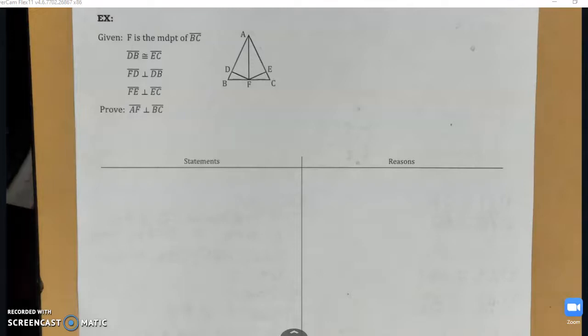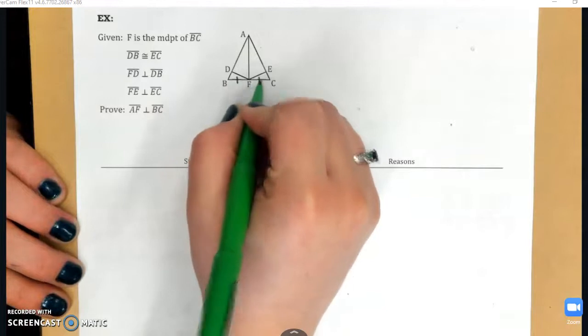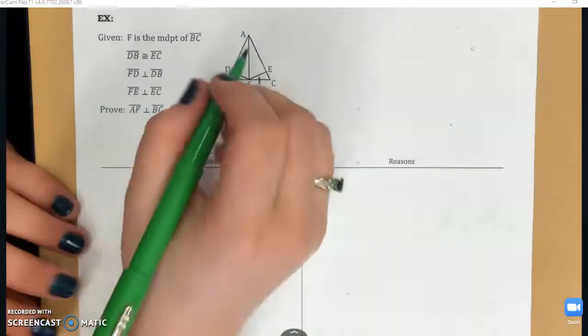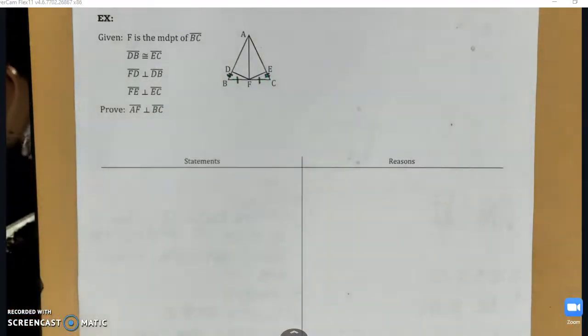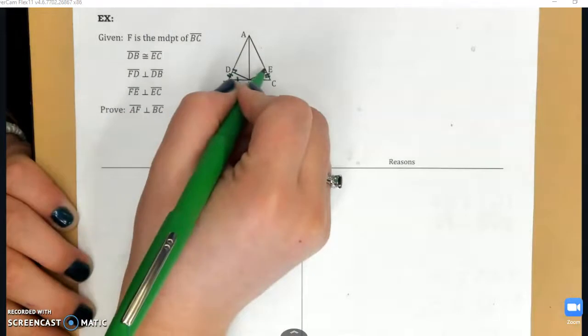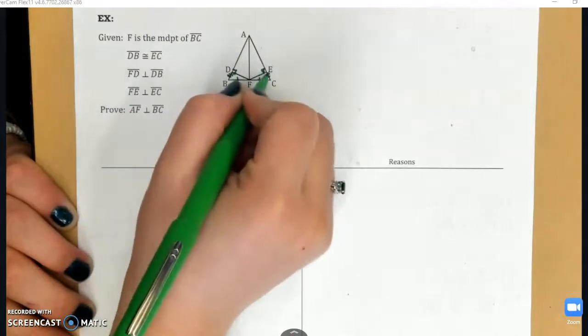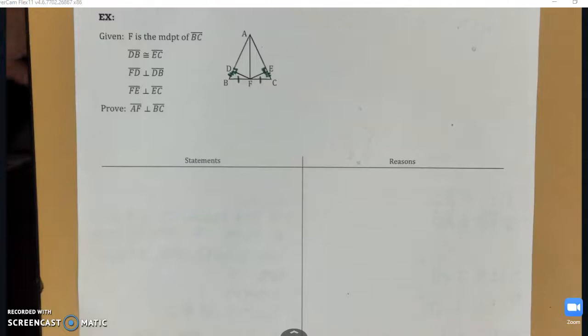We're given that F is the midpoint of BC. Okay, so F is the midpoint of BC. That means it's splitting it in half. And DB is congruent to EC. So tiny little tick marks here. Sorry about that. And then FD is perpendicular to DB, and FE is perpendicular to EC. So these are right angles on both sides, here and here. So we want to prove that AF is also perpendicular to BC. So we know it's the bisector, but we want to show that it is the perpendicular bisector. So let's take a look.